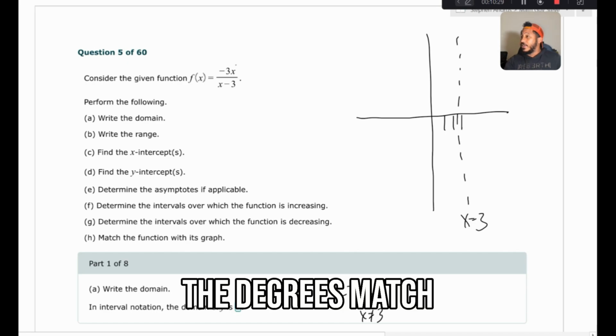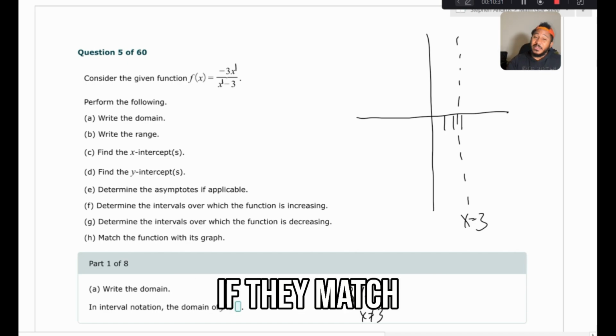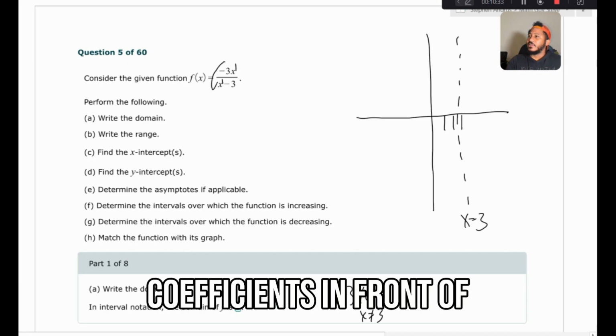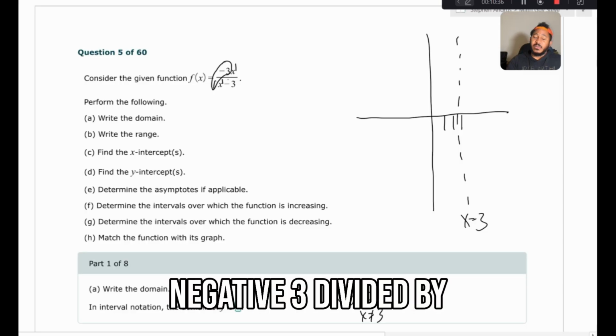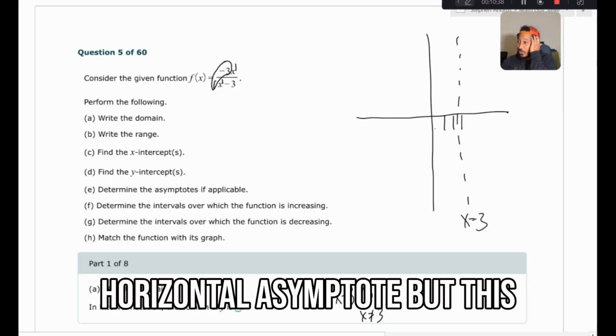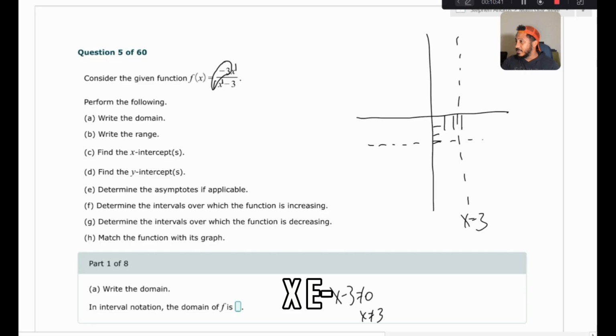And here, the degrees match, right? They're 1 and 1. And so we say, well, if they match, then we divide the coefficients in front of those numbers. In other words, -3 divided by 1 is -3. So we have a horizontal asymptote, but this time it's at y equals -3.